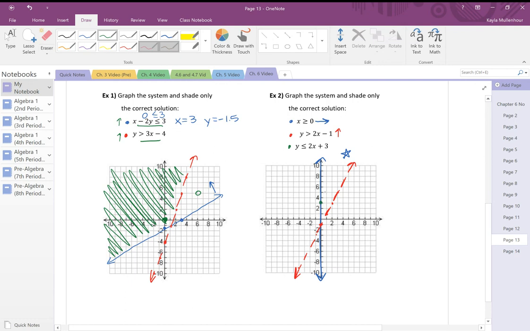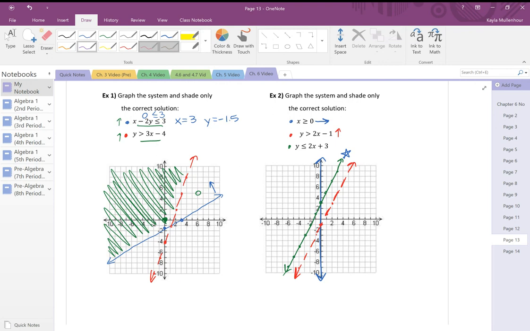Y-intercept 3, slope 2. What you should notice about these two lines is that they are parallel. It is a solid line, and we are shading y is less than, below the green line. So we have to be to the right of the blue, above the red, but below the green.